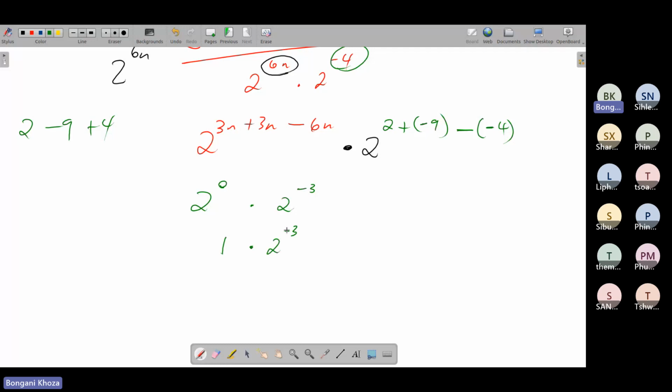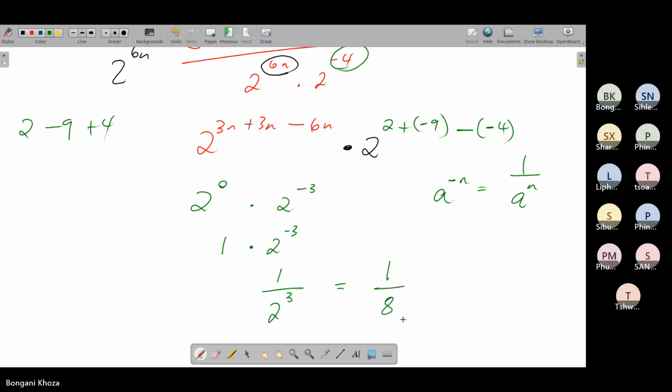Whenever they're asking you to simplify, they'll want you to leave your answer with a positive exponent. So you'll remember there's a law that says if I have a negative exponent like that, it becomes this. So that means this will just be 1 over 2 exponent 3. But we know what 2 exponent 3 is, right? This is the answer.